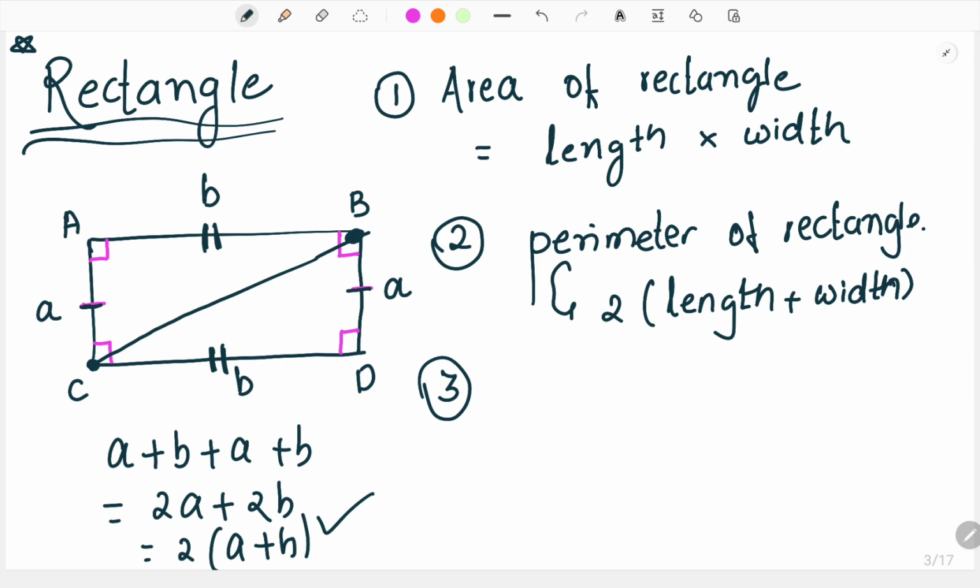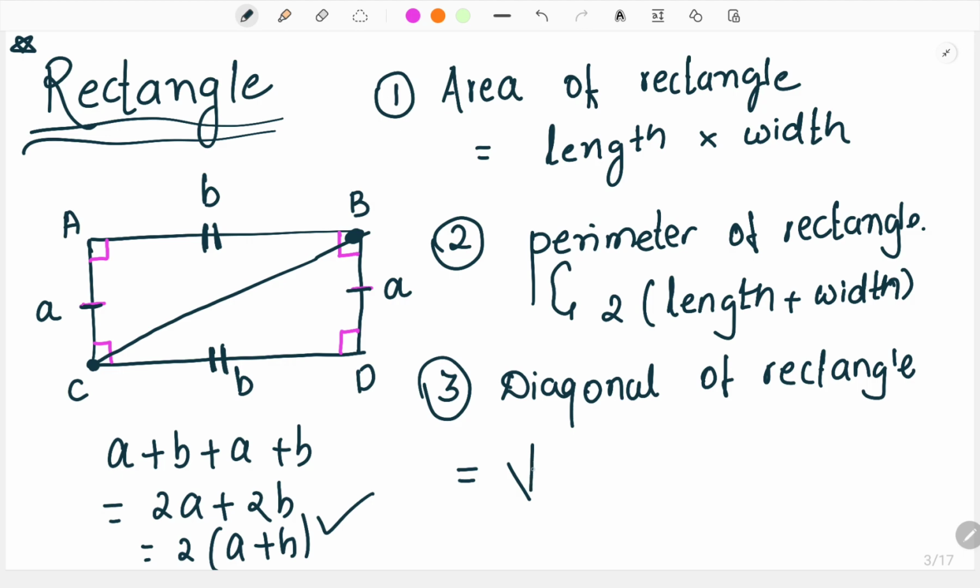Okay, this is the diagonal. Now, to find the diagonal of any given rectangle, the formula is under root of L square plus B square. Now that's all about the rectangle. This is everything about the rectangle, students.